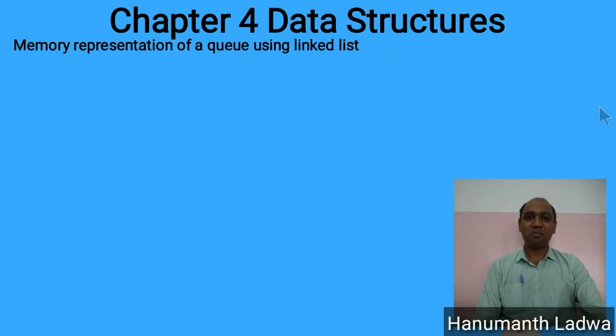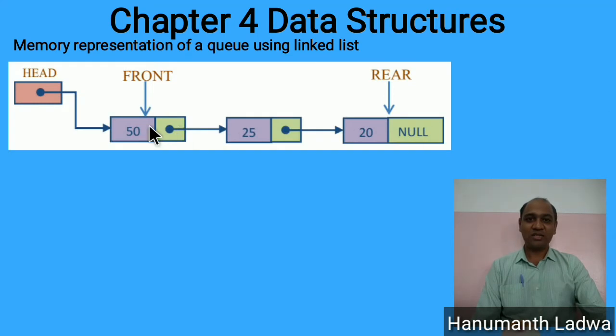Now we'll study memory representation of a queue using linked list. Here you can see head is a pointer that is pointing to the front, and from the rear end we will start inserting the elements. The first element inserted is this 50, next is 25 and then 20. So from the back side, that is from the rear end of this queue, we will be able to insert the nodes in a linked list.